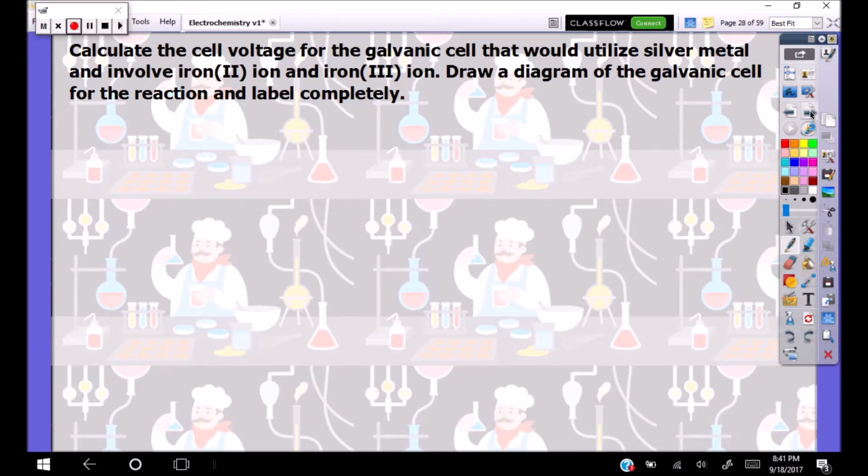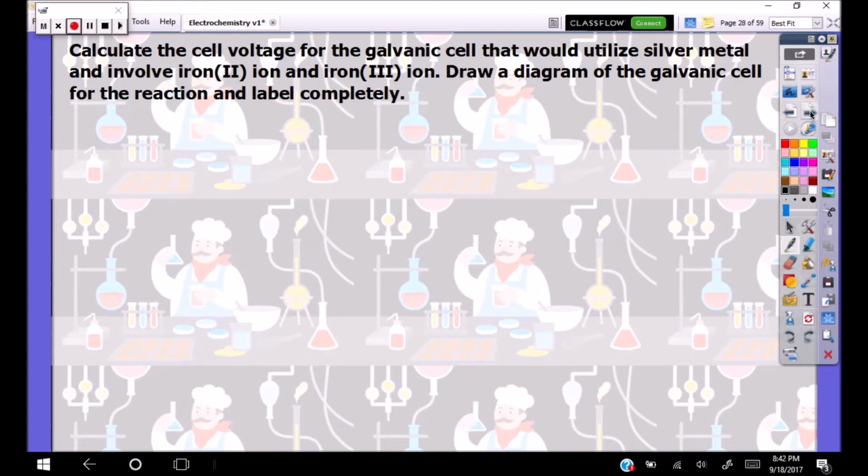It says calculate the cell voltage for the galvanic cell that would utilize silver metal and iron 2 ion and iron 3 ion. Draw a diagram of the galvanic cell for the reaction and label it completely. We have some information here that makes this a little bit challenging. We're going from iron 2 plus to iron 3 plus ion.